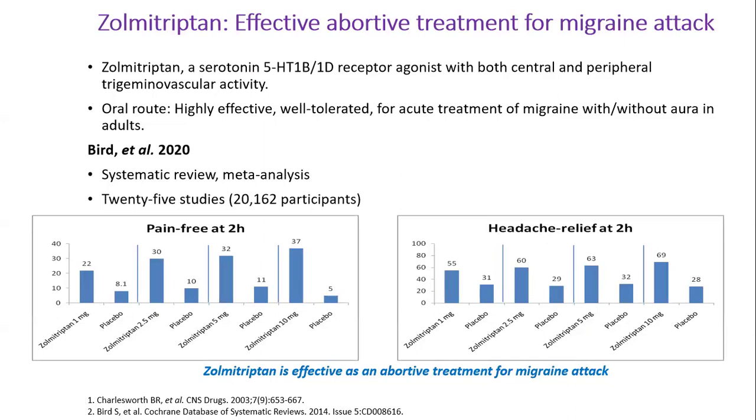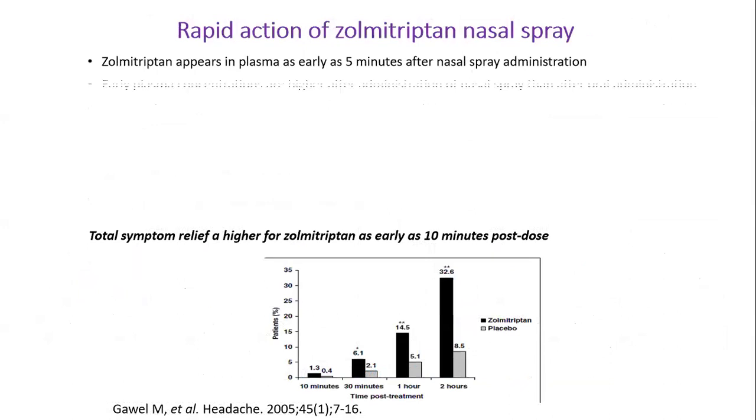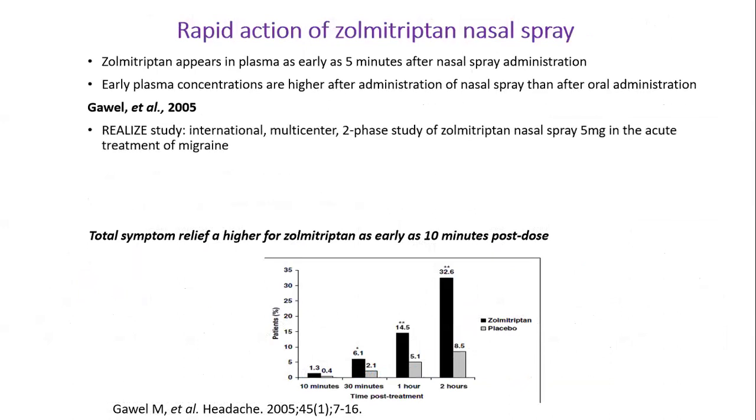After giving the zolmitriptan spray, the onset of action is as quick as within 5 minutes of giving the medicine; the drug will start acting. This is the beauty of the drug. So we can use it in acute emergency conditions, and even if the patient is vomiting or has other comorbid conditions, we can use it, because it is a transnasal route. Even if you give the nasal spray, it will not cause any nausea, vomiting, or other side effect profile.